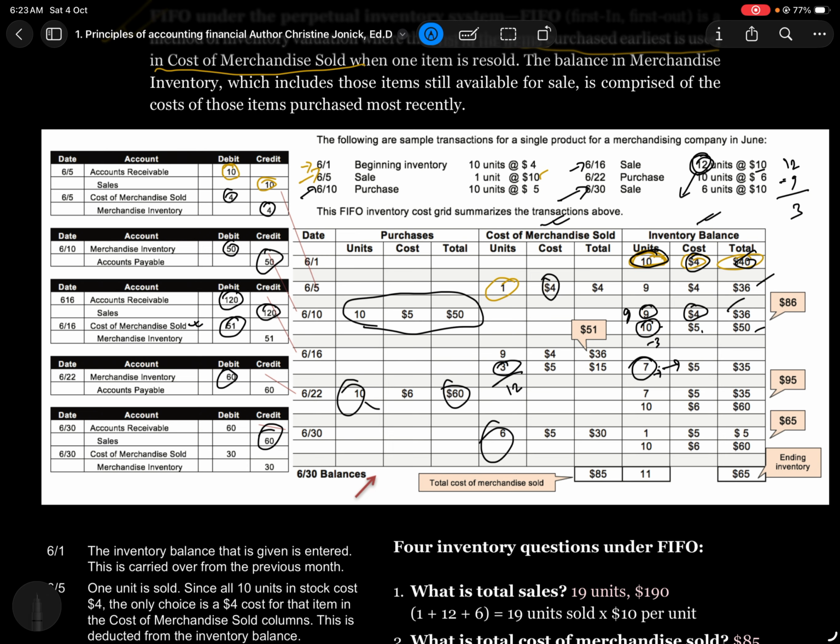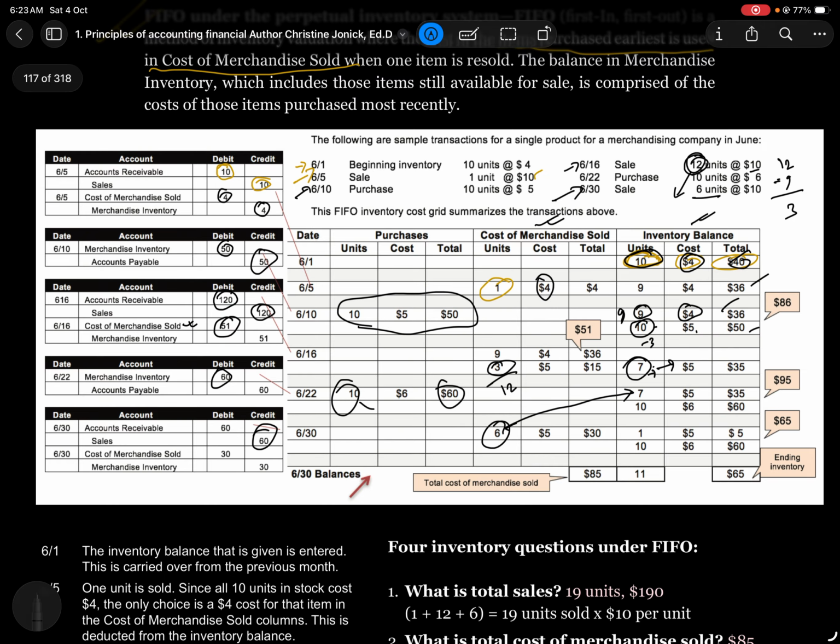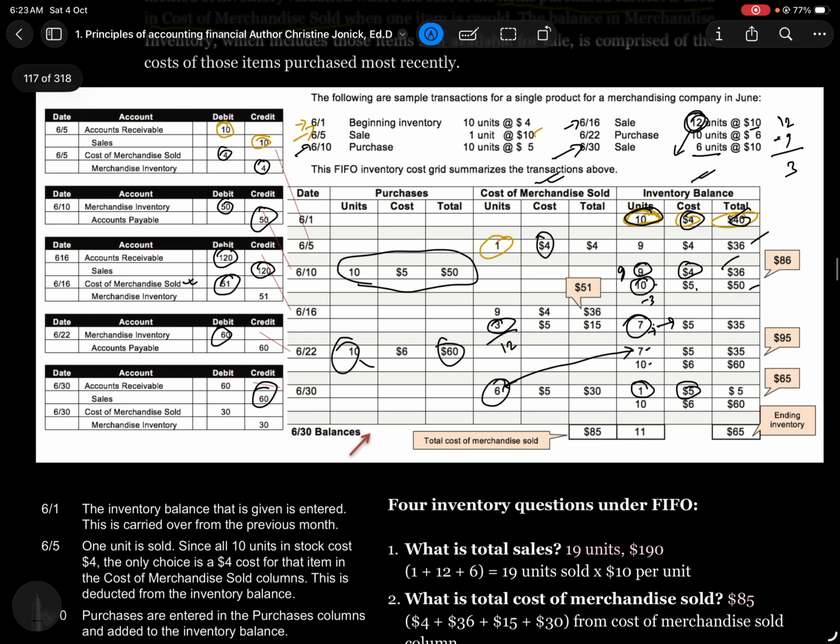Now when we are selling 6, we just take it from the 7, because 7 is enough to satisfy our demand. So we don't need to take from the 10. There will be a balance remaining on the 7 itself. When 6 is sold, the balance would be 1 remaining in that costing. So 1 at the rate 5, and 10 at the rate 5, total 60.